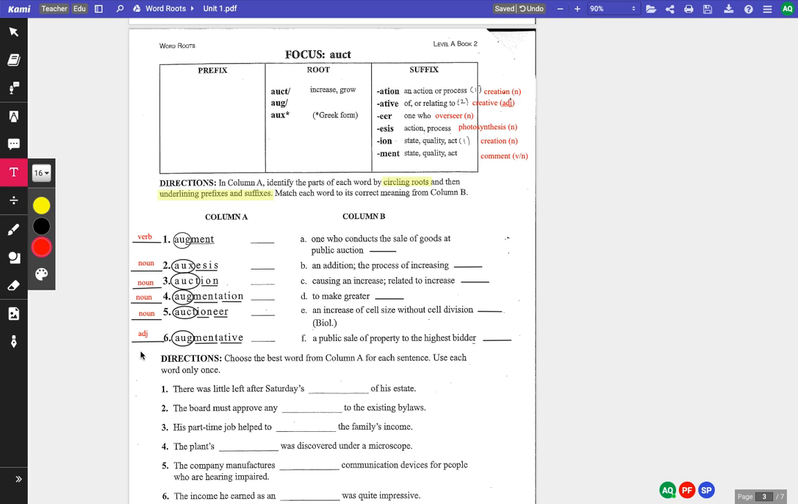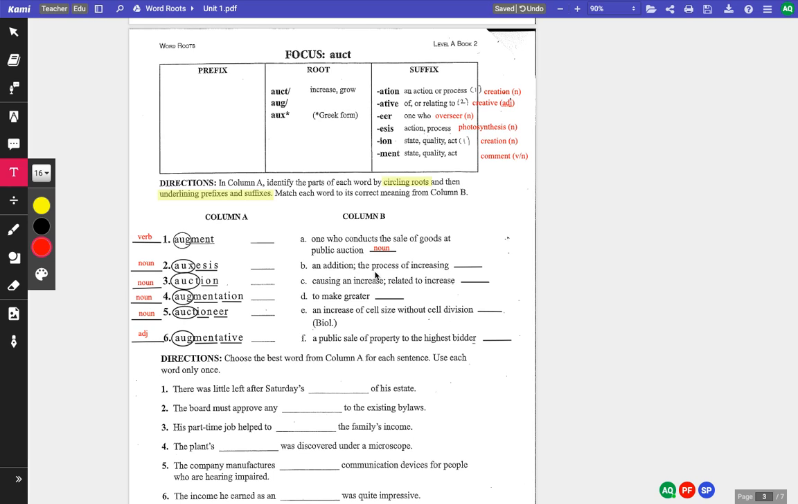The next thing we'll take a look at is the definitions that are shown here. And we want to identify what type of word is being defined by each one of these definitions. So let's take a look at those together and add these notes to your page. One who conducts the sale of goods at a public auction. They mean one as in anyone. And since we're talking about a person, that definition is defining a noun.